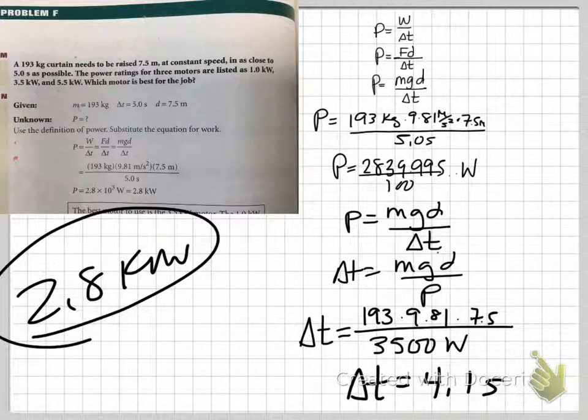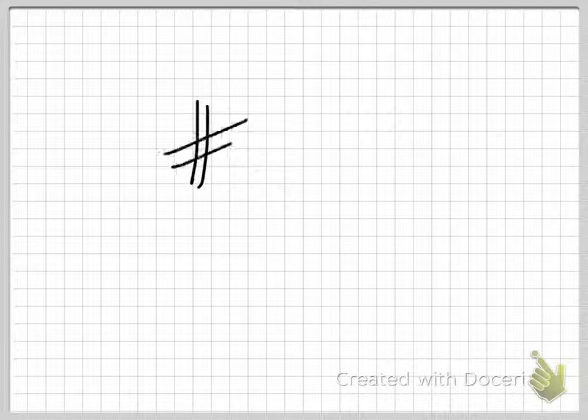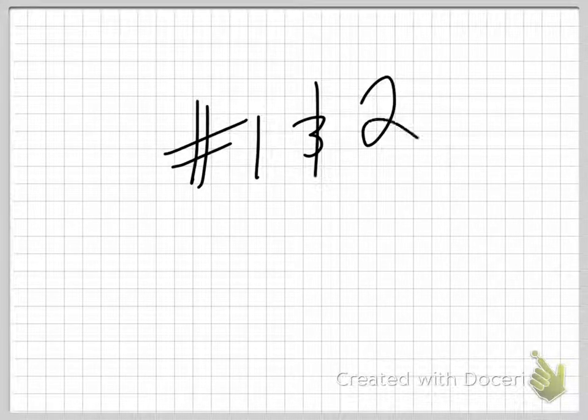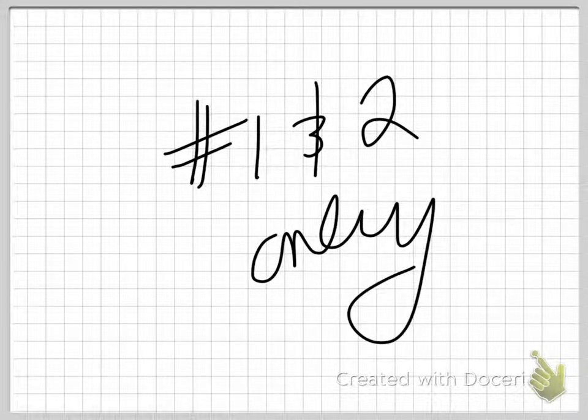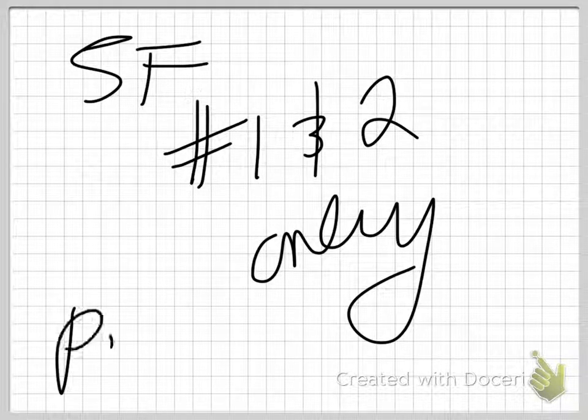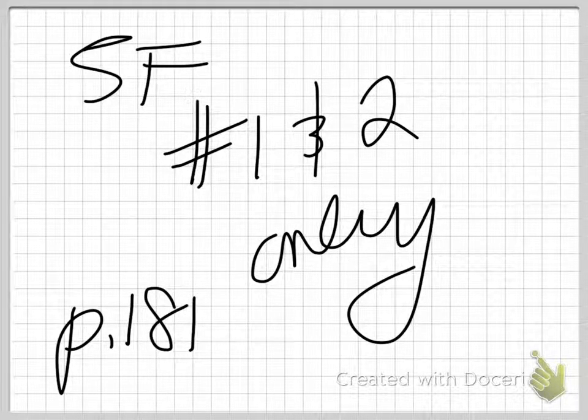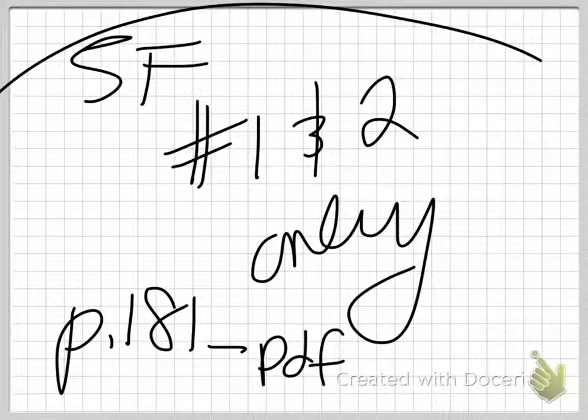Okay, assigned are, and these are in your PDF on page 181, number 1 and 2, so number 1 and 2 only. These are the 5F, page 181 in the PDF. Okay, I'll give you the rest of the time to work, and we'll mix FIP on Monday.